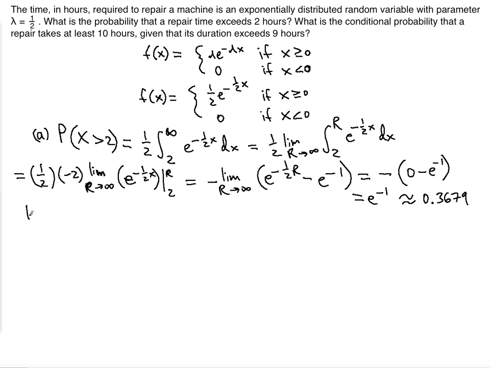Okay, now part B is more tricky because it is a conditional probability. What is the conditional probability that a repair takes at least 10 hours given that its duration exceeds 9 hours? So the probability that the random variable is greater than or equal to 10, at least meaning 10 is included, given that the random variable is greater than 9, exceeds 9 hours.